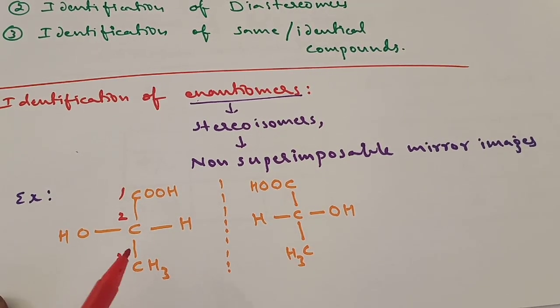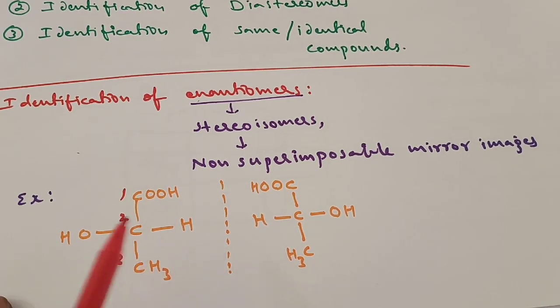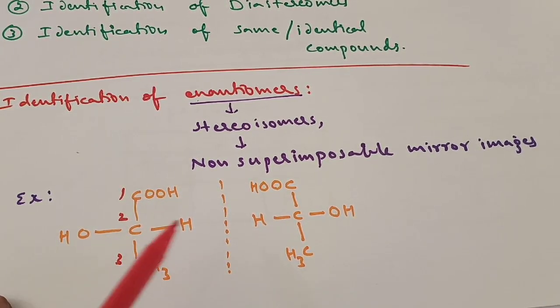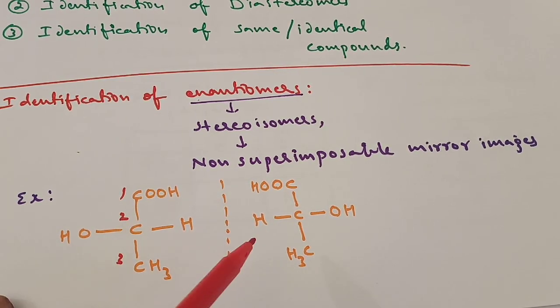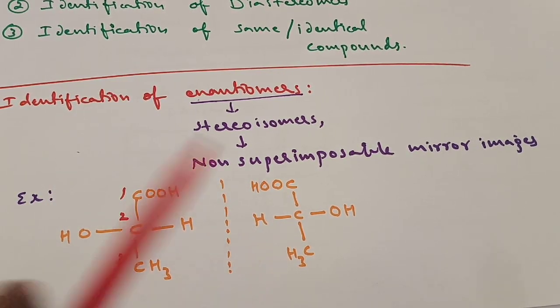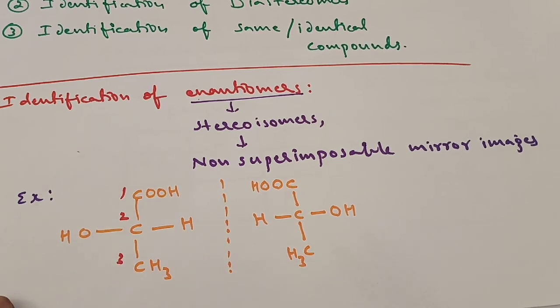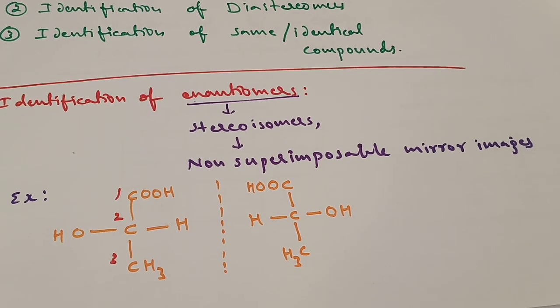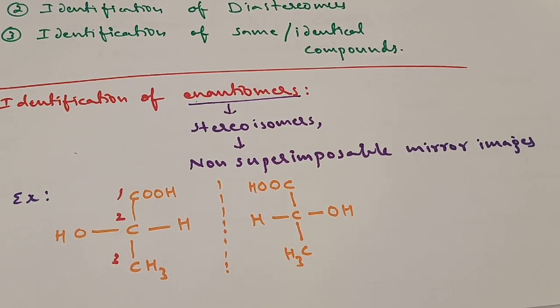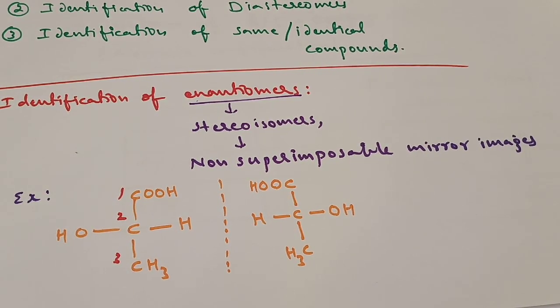So enantiomers are the stereoisomers having non-superimposability. Enantiomers have the non-superimposable mirror image relationship. They are mirror images but non-superimposable. Such kind of isomers are called enantiomers. Now let's see what is the relation at the chiral centers, the absolute configuration, between the enantiomers.